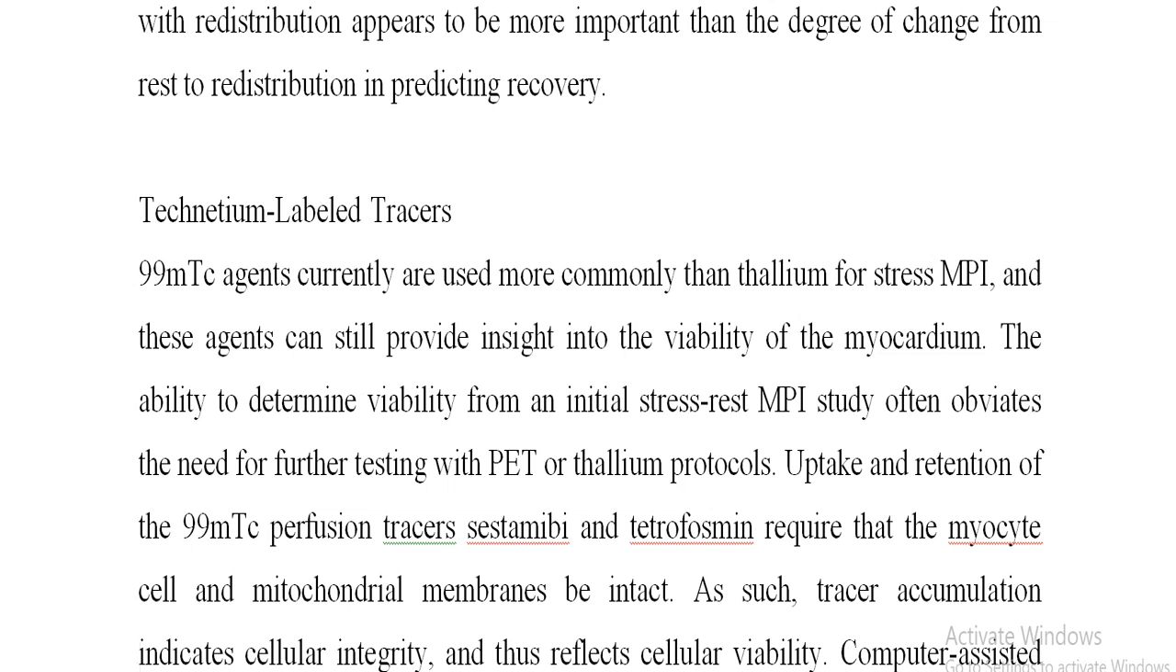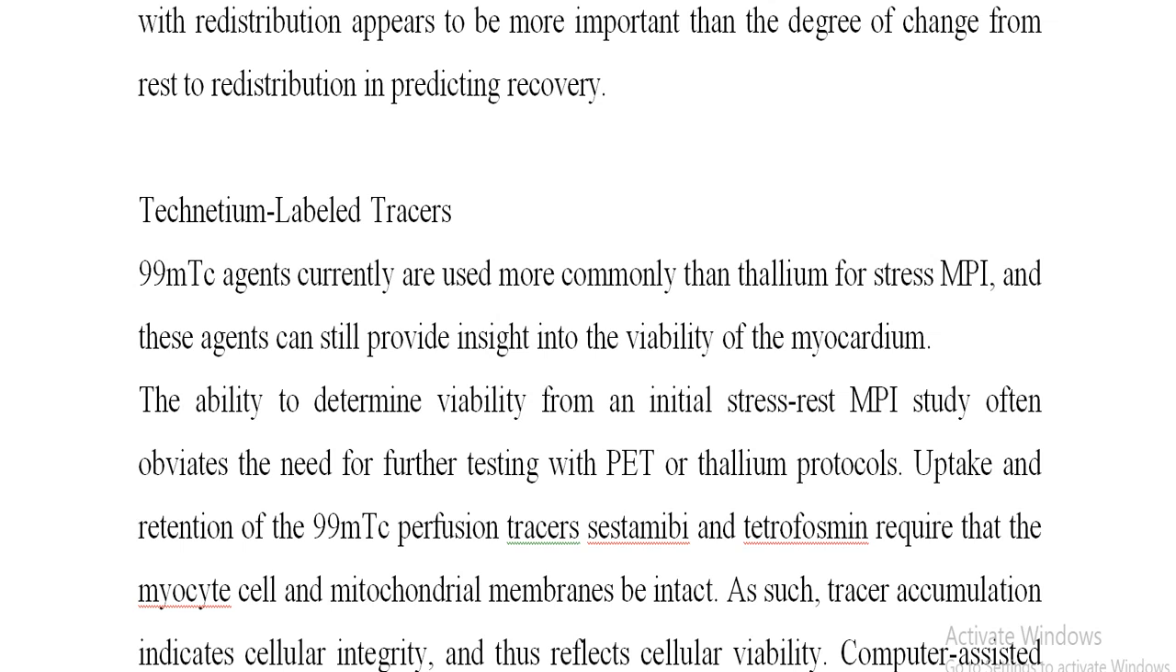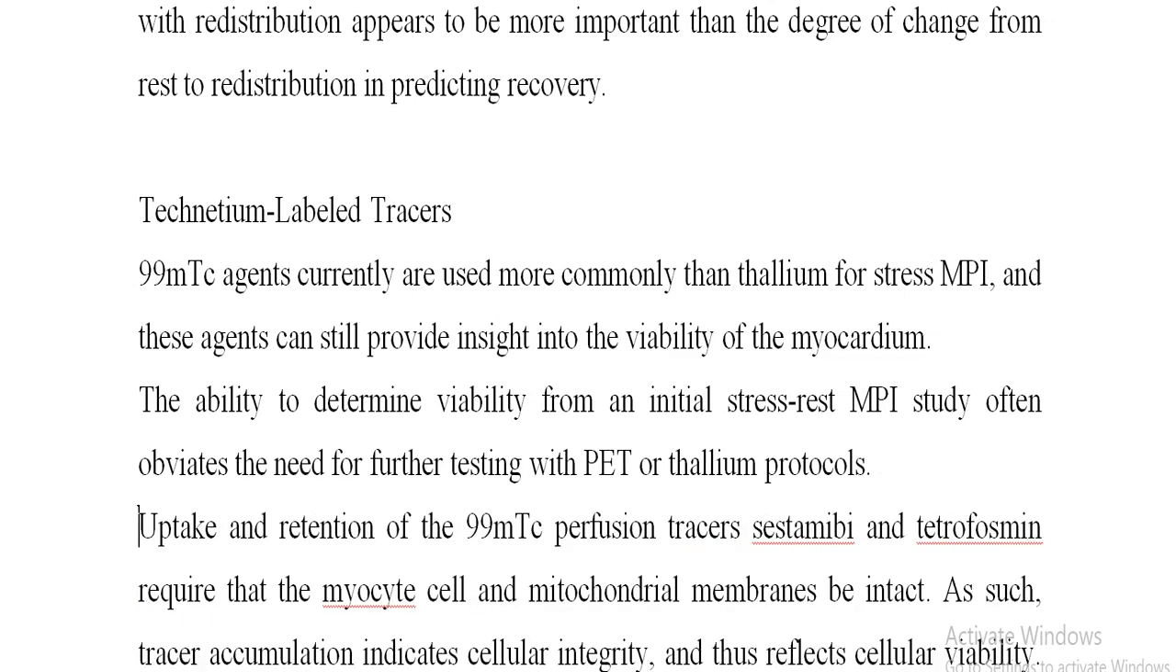Technetium-labeled tracers. 99mTc agents currently are used more commonly than thallium for stress MPI, and these agents can still provide insight into the viability of the myocardium. The ability to determine viability from an initial stress-rest MPI study often obviates the need for further testing with PET or thallium protocols.